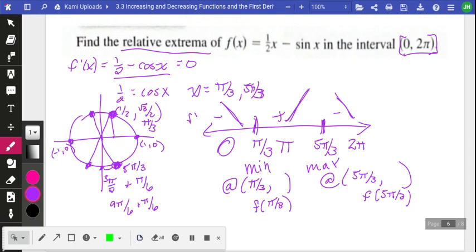Let's see. I'll plug it into my calculator. So we'll have, where's my pi button? So pi over 3 times 1/2 minus sine of pi over 3.